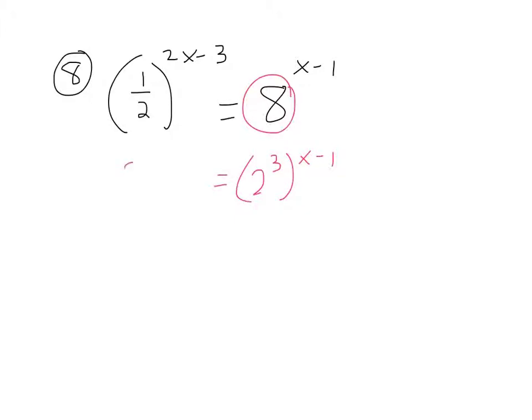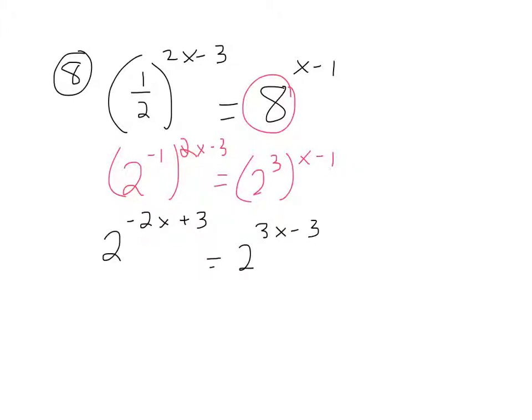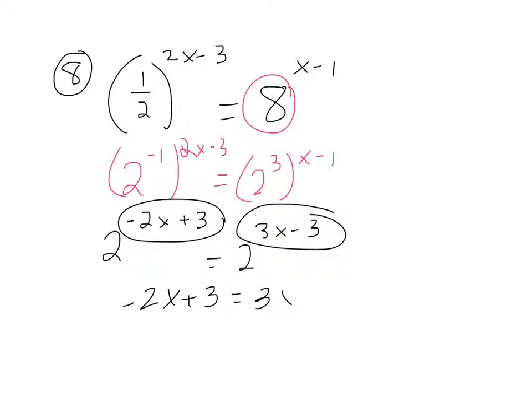And 1/2 can actually be written as 2 to the negative 1. If you're good with your negative exponents, I think you'd notice that. But it's okay if you didn't, you could always do it without that. So then you'd have 2 to the negative 2x plus 3 is equal to 2 to the 3x minus 3. Then you set your two powers equal to each other, because you have 2 to a number equals 2 to a number. So negative 2x plus 3 is equal to 3x minus 3. So you get 5x equals 6, so x equals 6/5. And that's your solution.